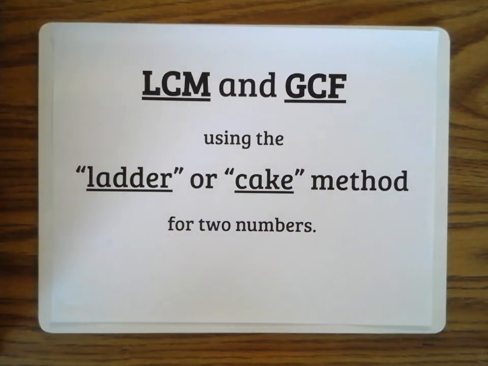Welcome back, everyone. Here we have finding the least common multiple and greatest common factor using the ladder or cake method for two numbers. We'll have a separate video for three or more numbers, but right now it is only two. So let's get into it. It is very similar to finding the prime factorization of a number.